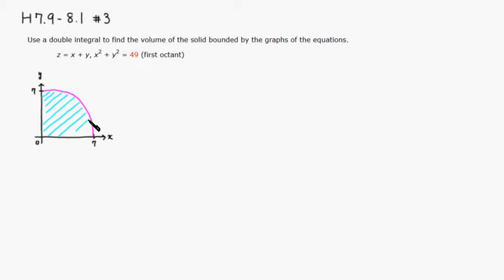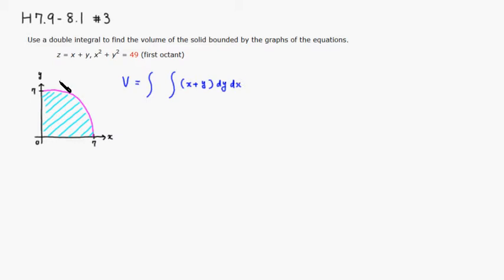All right, let's set up a double integral. So the volume V that we're looking for is going to be a double integral of, so this guy z equals x plus y, so you have x plus y, and I'll probably do it with respect to y first, then with respect to x, right?